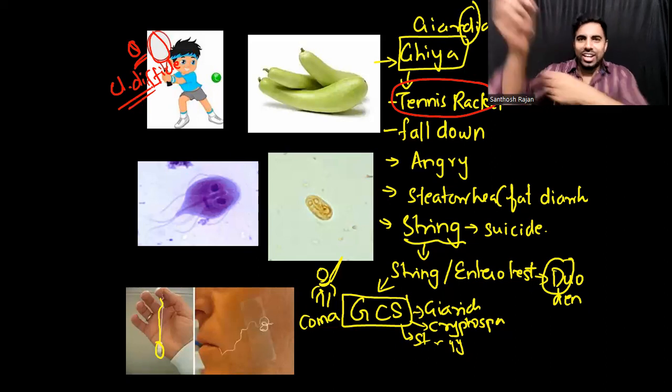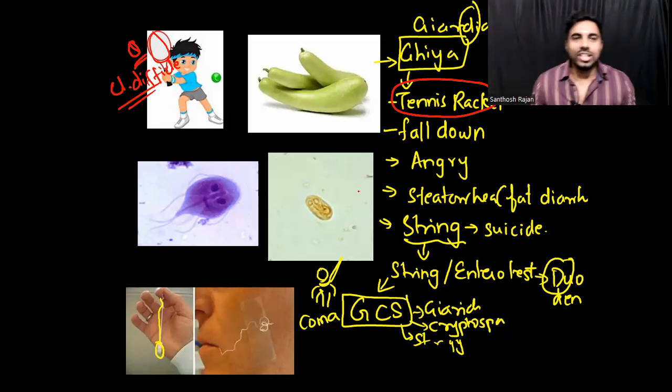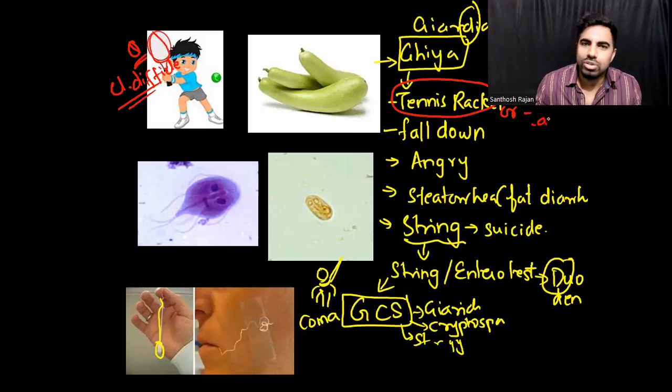The other one is the tennis racket, gia falls down. Okay, gia will fall down. So tennis racket is a question. Or you can also call it tear shape. That is sometimes asked. If you look at this, it looks like a tear only. So you can say tear shaped.